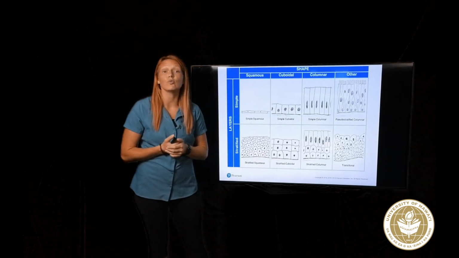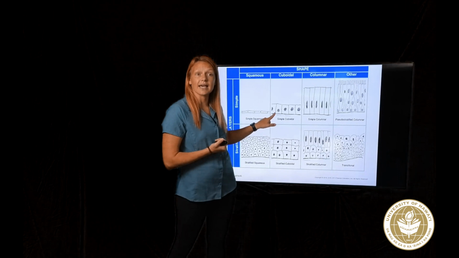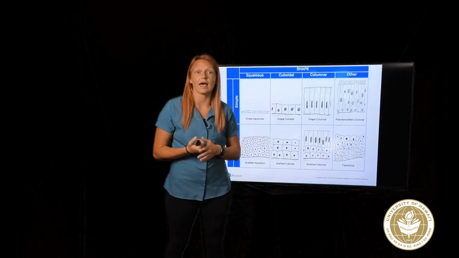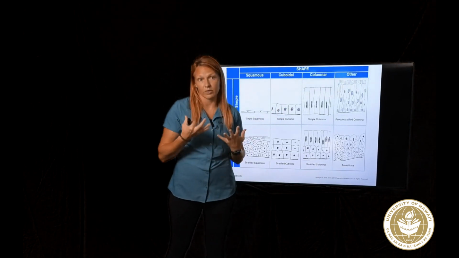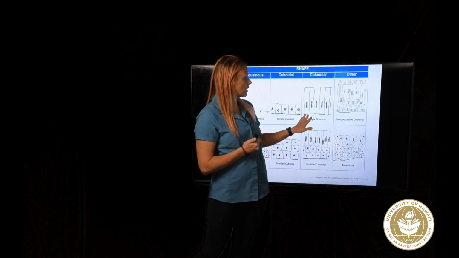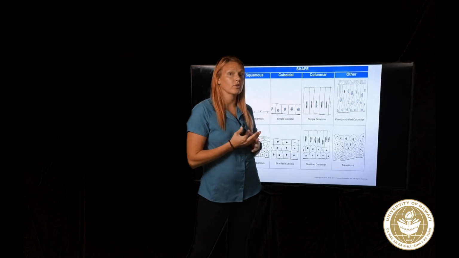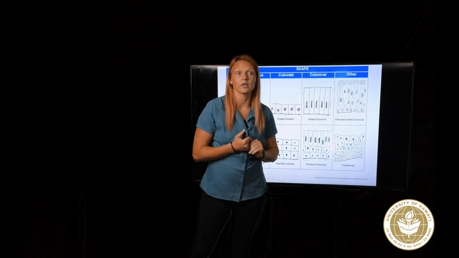We can also have cuboidal epithelium as a shape. Cuboidal cells are just like it sounds. They look like little cubes, right? So what that means is they have an equal width, height, and length, or depth to them. Then we have columnar epithelium, which again looks like columns, right? So they are taller than they are wide.